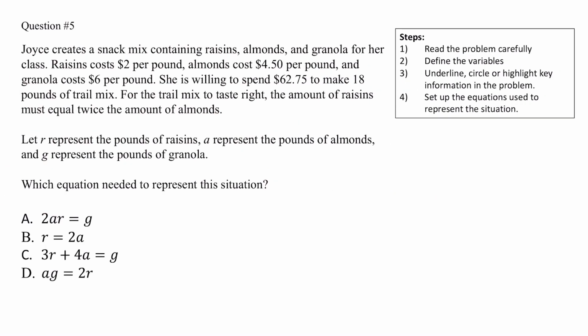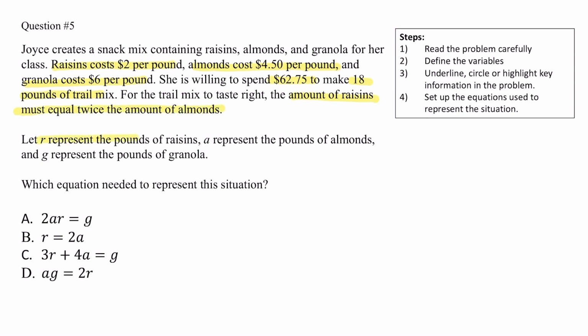So in this problem, it says that Joyce creates a snack mix containing raisins, almonds, and granola for her class. Raisins cost $2 a pound, almonds cost $4.50 a pound, and granola costs $6 a pound. She's willing to spend $62.75 to make 18 pounds of trail mix. For the trail mix to taste right, the amount of raisins must equal twice the amount of almonds.